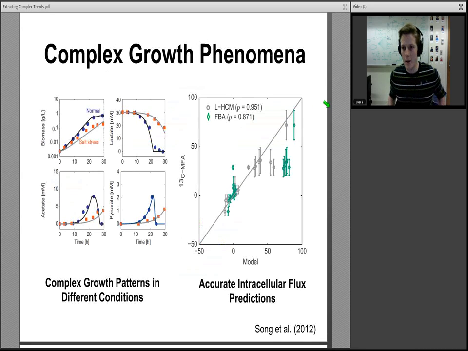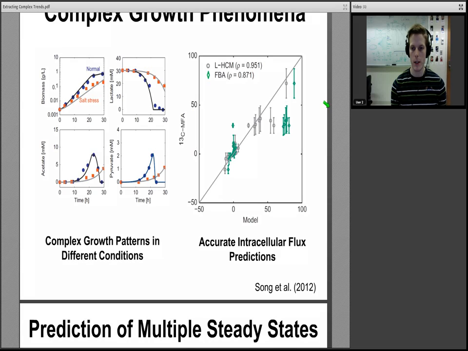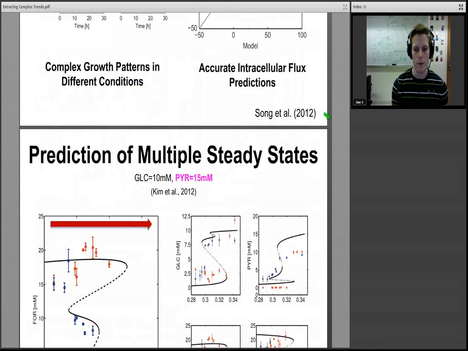So cybernetic models can be used to predict a number of different phenomena. For instance, complex growth phenomena, like situations in which cells maybe consume one sugar, excrete another sugar or another product, then digest that product, excrete another product, and then digest it. They can also be used to make predictions of intracellular fluxes. In this example here, the cybernetic model can predict intracellular fluxes in Shewanella oneidensis better than flux balance analysis.